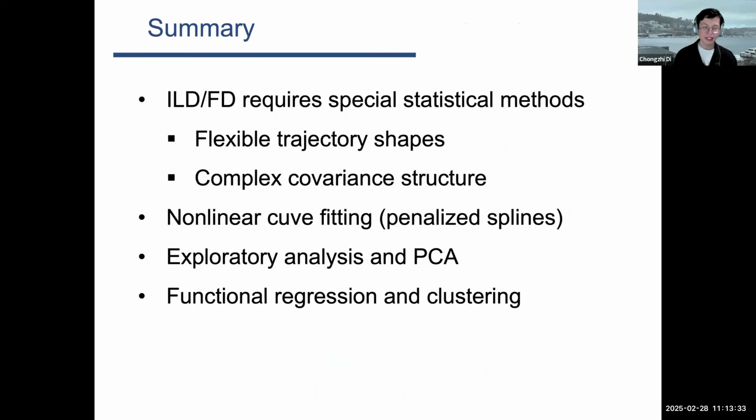Okay, so to summarize, intensive longitudinal data and functional data require special statistical methods because of the correlations, but more importantly because of the intensive data. The types of trajectories are much more complicated, and the covariance structure is also more complicated than our standard longitudinal data. So we generally want the model to be more flexible and make fewer assumptions.